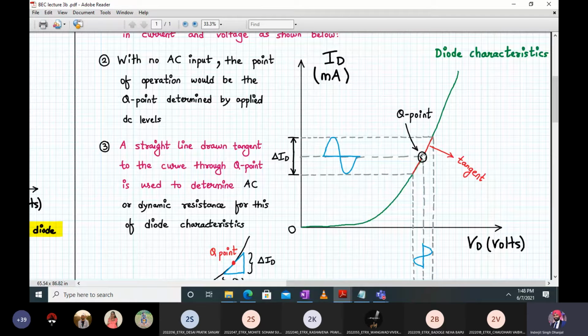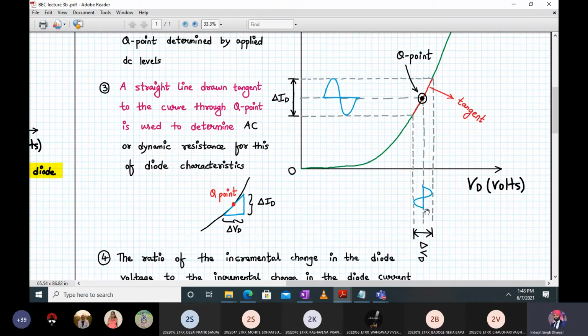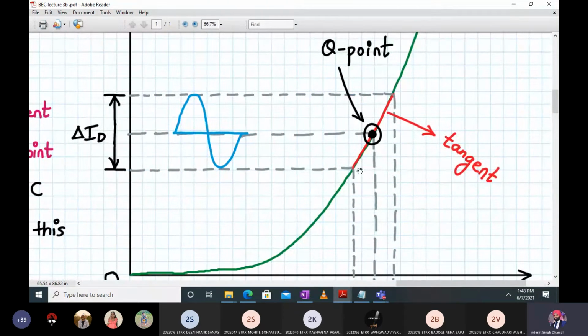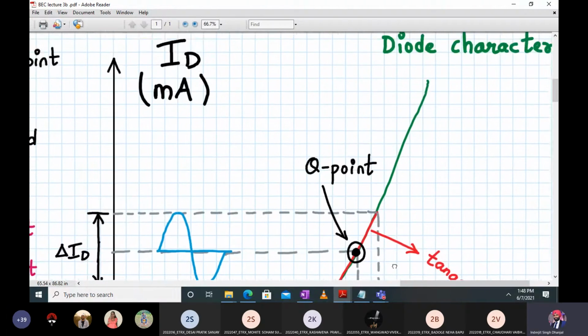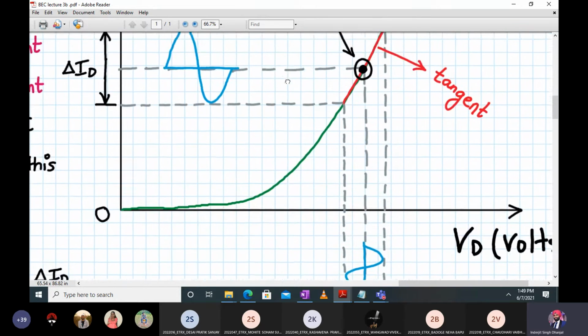Let's say a small sinusoidal voltage is applied along with the DC input. The varying input will move around the instantaneous operating point up and down. Here you see the current value moving up and down, and here is the voltage value. We call it delta VD. It is moving around the Q point value. So what we do is we take a tangent, such that the tangent is a straight line. Within this straight line, we can have the variation in VD and the variation in ID.